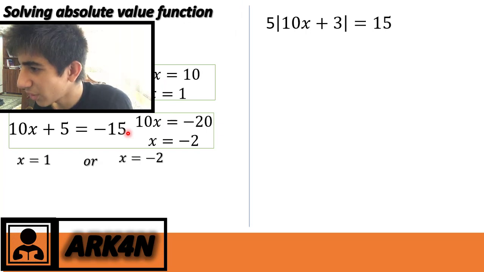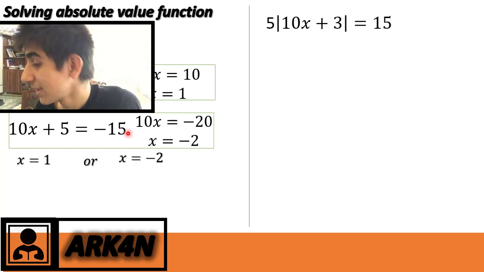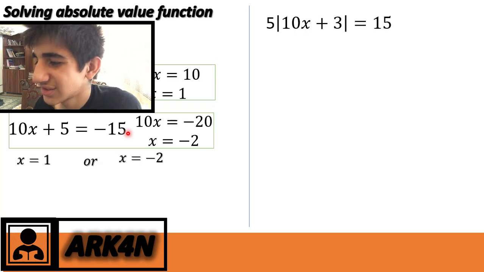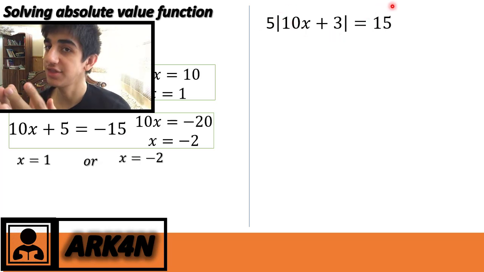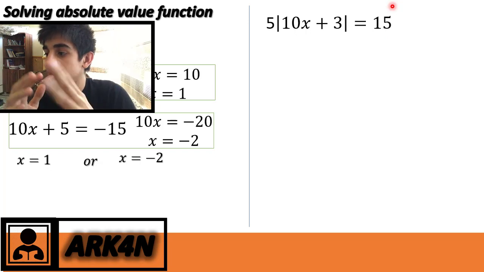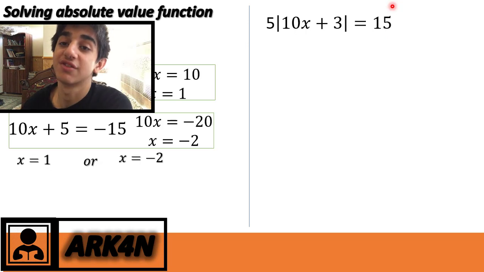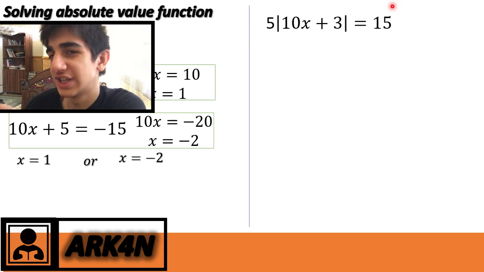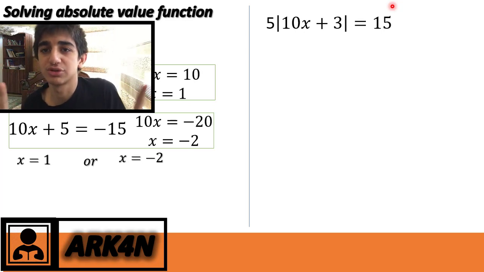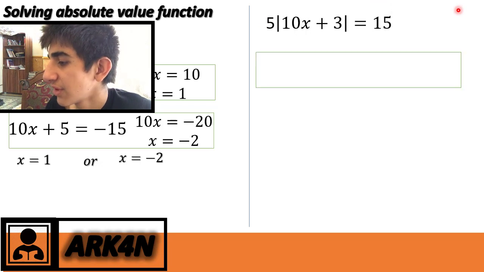Typically a harder one. Now it's 5 times the absolute value of 10x plus 3 equals 15. It's kind of the same, we just have this little 5 here. Now we cannot remove the absolute value and divide the equation into two parts because we have this 5 outside the absolute value, and that's a problem. We have to first get rid of that 5, leaving only the absolute value. So we can divide both sides by 5.